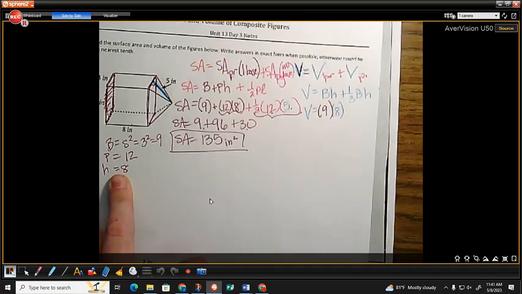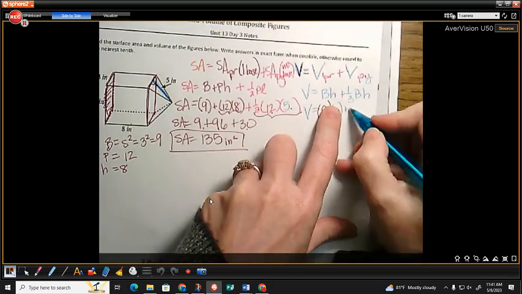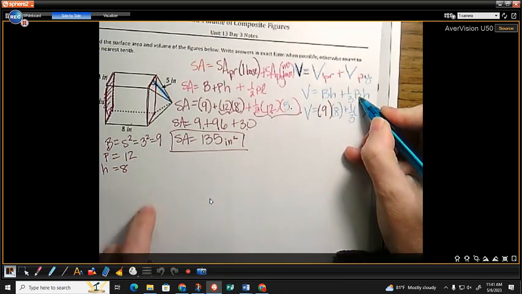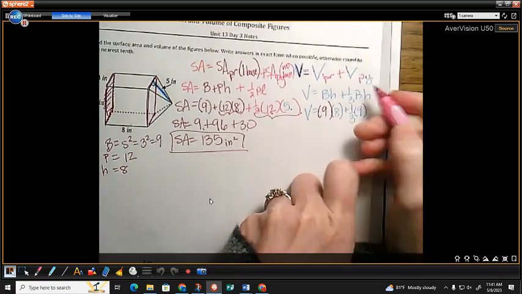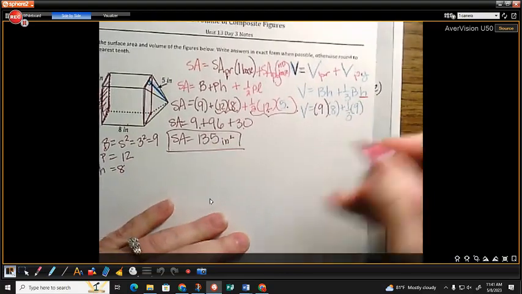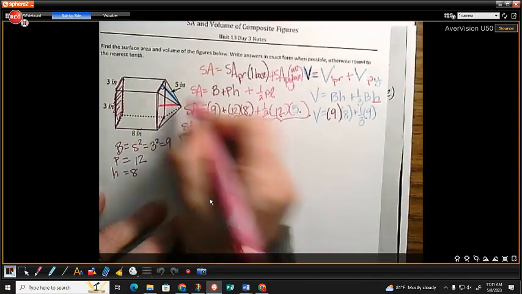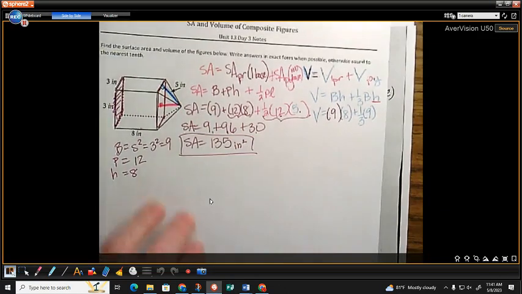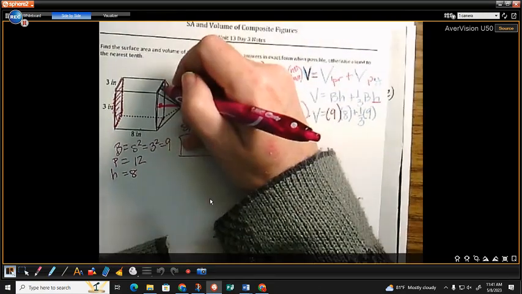But watch out. Now I'm going to do the pyramid. I need 1/3. Do I know the base of my pyramid? Yes. Do I know the height of my pyramid? No, I do not. It's got to go from the apex down to the center of that base. And they conveniently didn't tell that to me. So guess what you get to do? You get to figure it out.